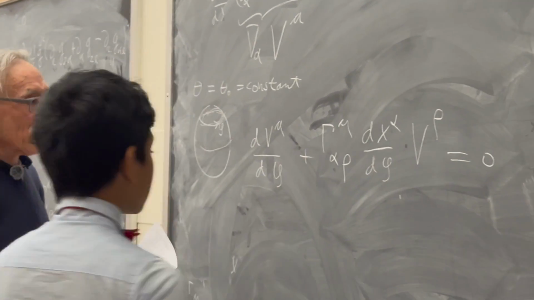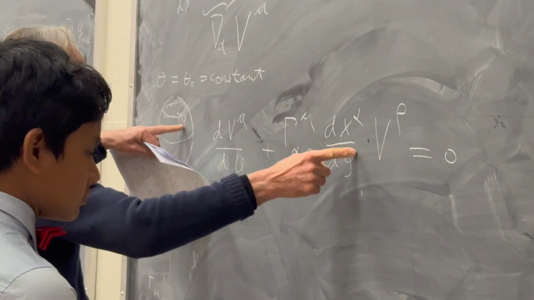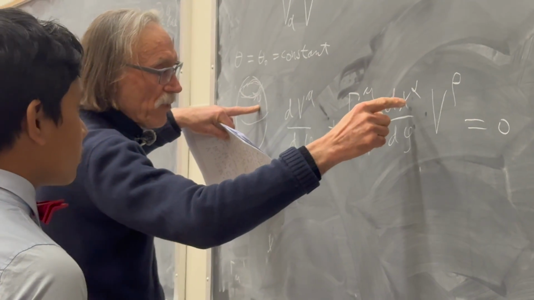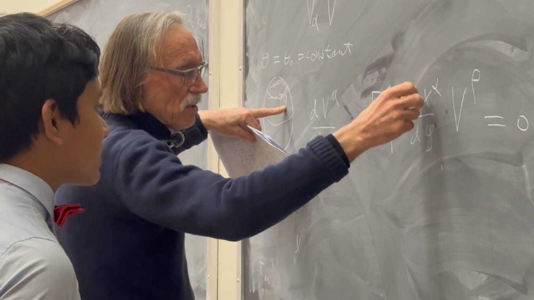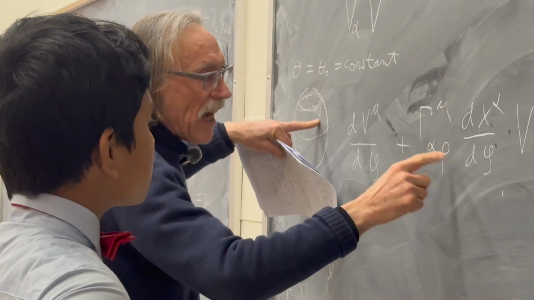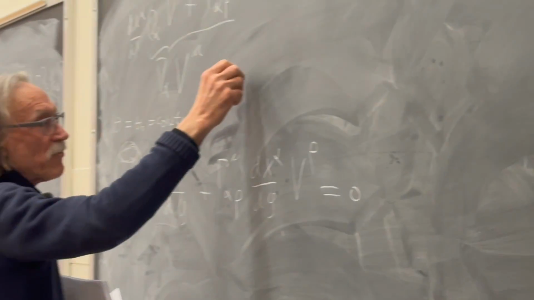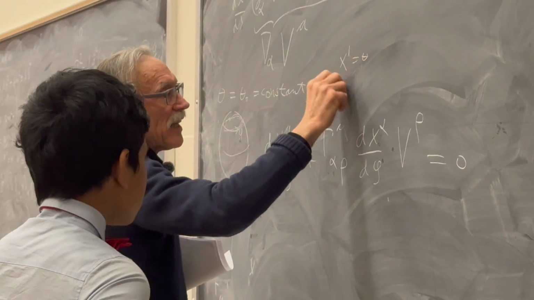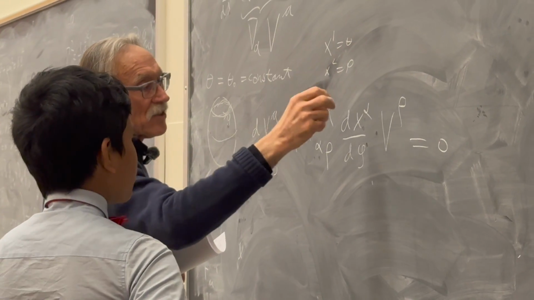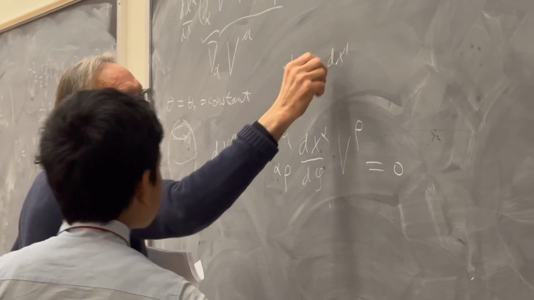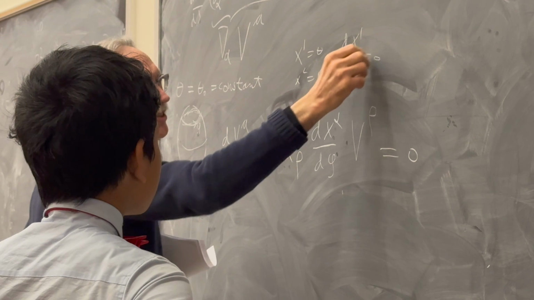Yeah, alpha is an index. Alpha is either theta or phi, so we have x1 is theta and x2 is phi. Of course, we have dx1 d phi equal to 0.